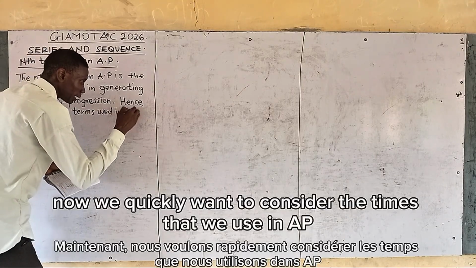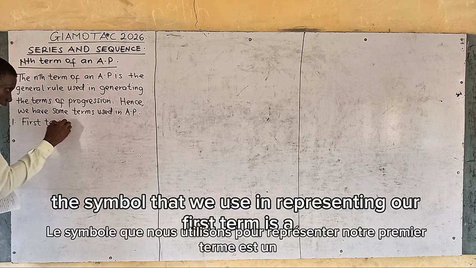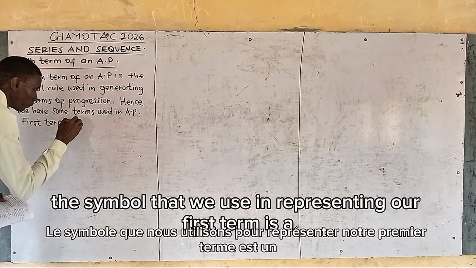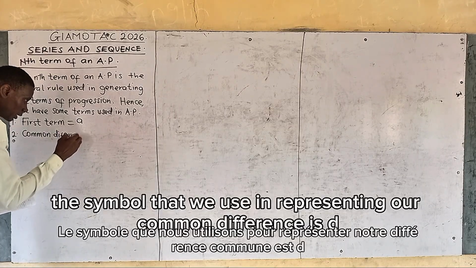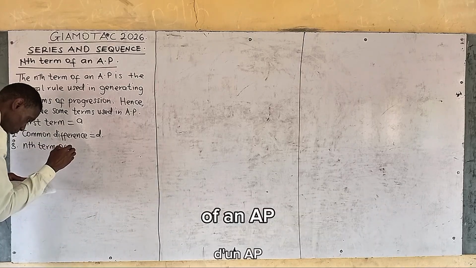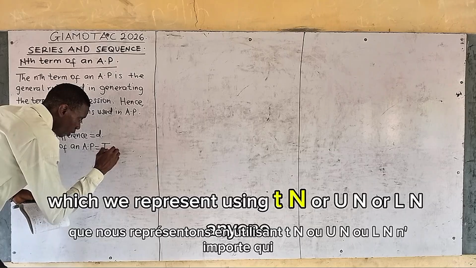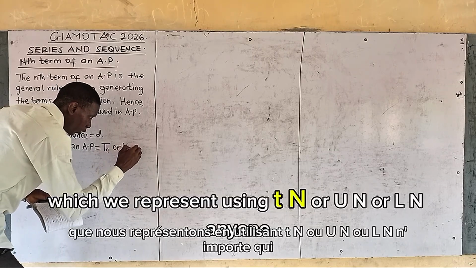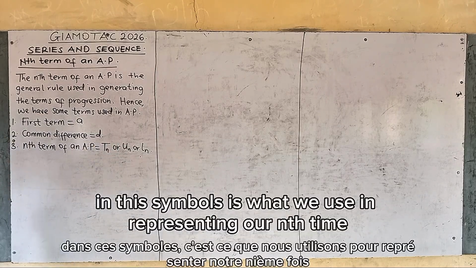Now, we quickly want to consider the terms that we use in AP. Number 1 is what we call the first term. The symbol that we use in representing our first term is A. Number 2 is the common difference. The symbol that we use in representing our common difference is D. Are we following? And the last one that we're considering here is our Nth term of an AP, which we represent using Tn or Un or Ln. Any one of these symbols is what we use in representing our Nth term.